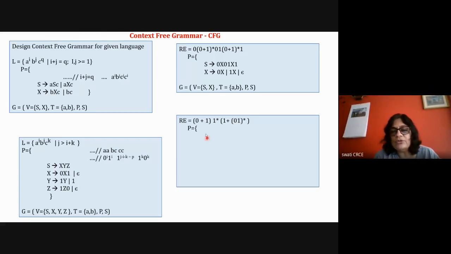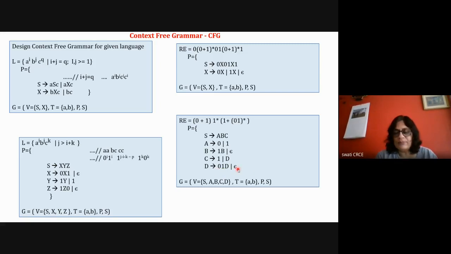So you can divide this into three portions: first portion, second, and third. The first portion is either 0 or 1. So I can say that S is equal to ABC. A is equal to either 0 or 1. B is equal to 1 star, so 1B or epsilon. And then C is equal to either 1 or 0, 1 star. So C will be equal to either 1 or capital D, because for 0, 1 star I am using a variable now. And capital D will be 0, 1, D or epsilon.